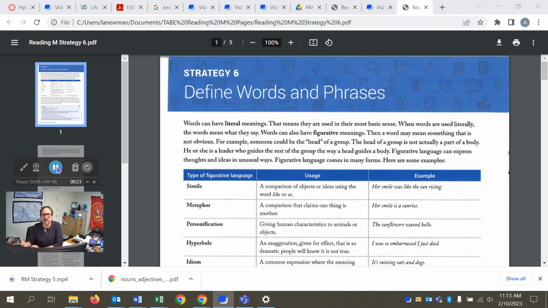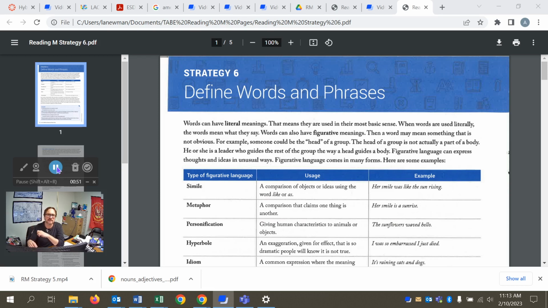Words and phrases, defining words that are unfamiliar to you or maybe that you haven't even seen before. This is a really important skill for the TABE and the GED tests. You will see words that you are unfamiliar with. All of us do. And you don't have access to a dictionary or any way of looking up the word, but what you do have are strategies for determining the meaning of the word in text.